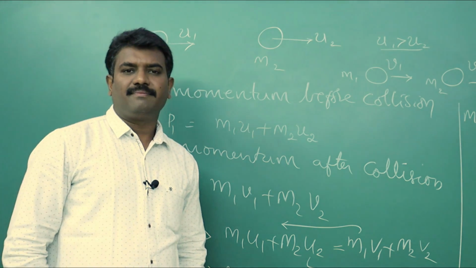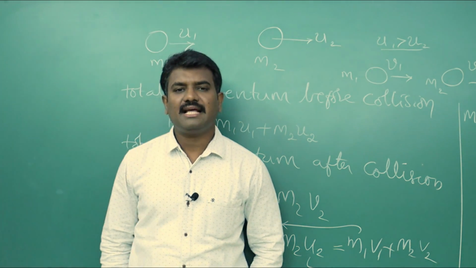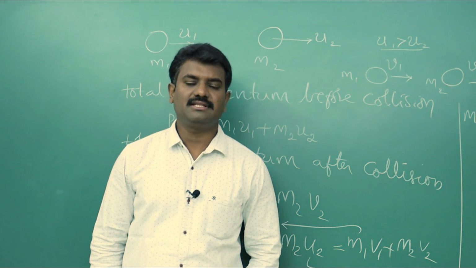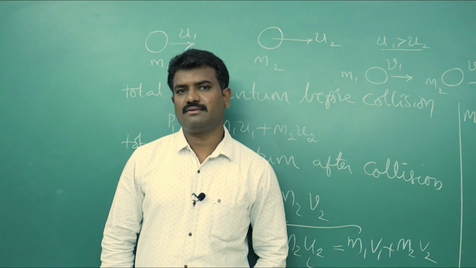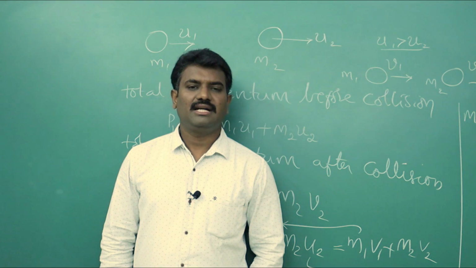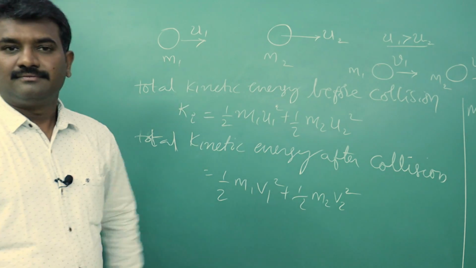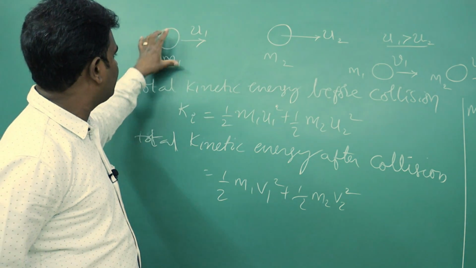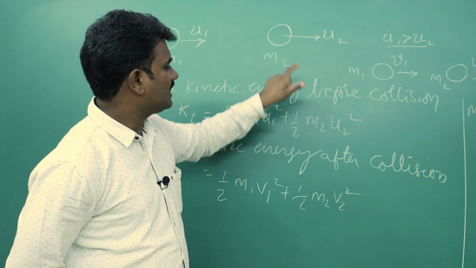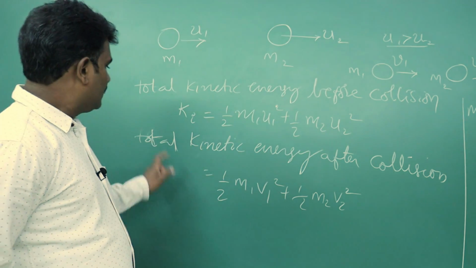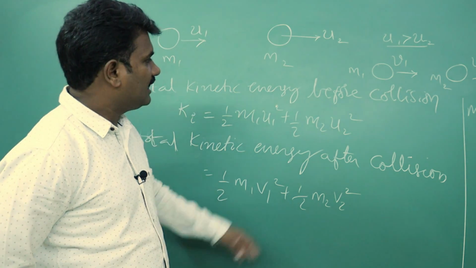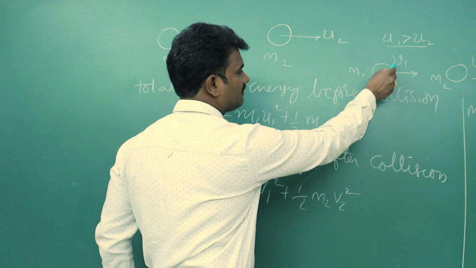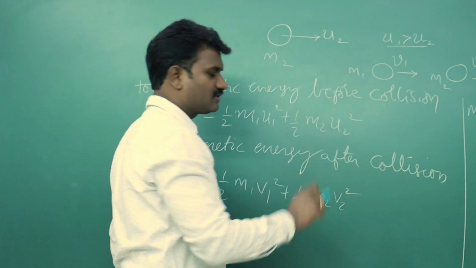Now in the problem he stated that the collision is elastic collision. Elastic collision means the kinetic energy also must be conserved. Means the kinetic energy before collision must be equal to kinetic energy after collision. Now let us see what is the kinetic energy before collision. The kinetic energy before collision is kinetic energy of this and kinetic energy of this. The kinetic energy of this is half m1 u1 square. Kinetic energy of the second body is half m2 u2 square. Now the kinetic energy after collision is kinetic energy of the first body and kinetic energy of the second body after collision, that is half m1 v1 square plus half m2 v2 square.